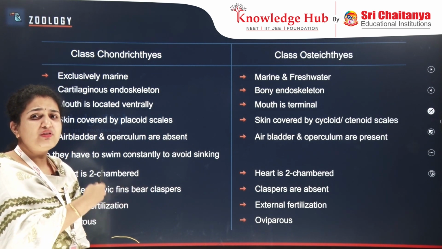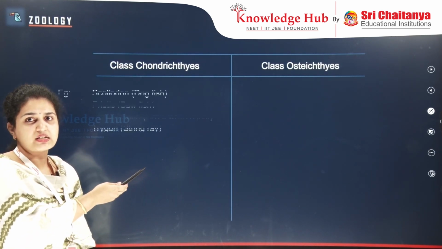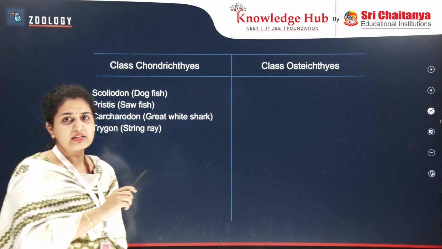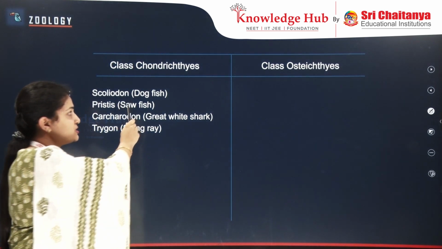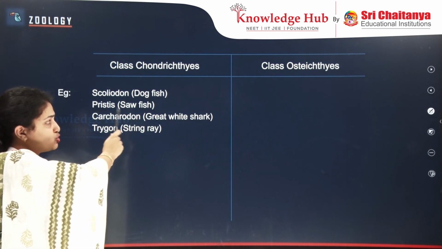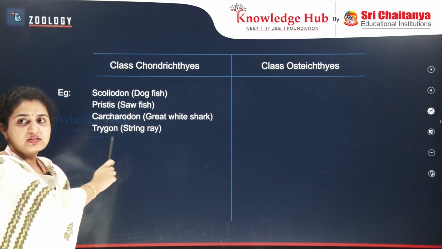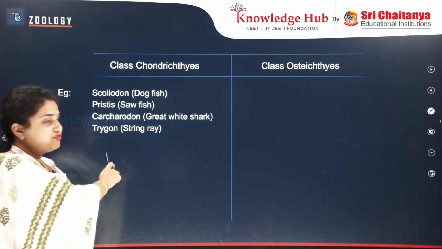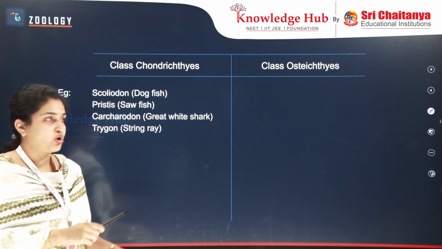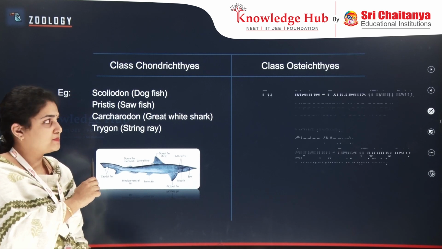Based on this, we will see a few examples associated with Chondrichthyes as well as Osteichthyes. Under Chondrichthyes, only four examples you have to remember. The first one is Scoliodon, which is dogfish. Second, Pristis, sawfish. Carcharodon, great white shark, and Trygon, the stingray. Both the scientific names as well as common names you have to remember. Next, this is one small diagram for Chondrichthyes.